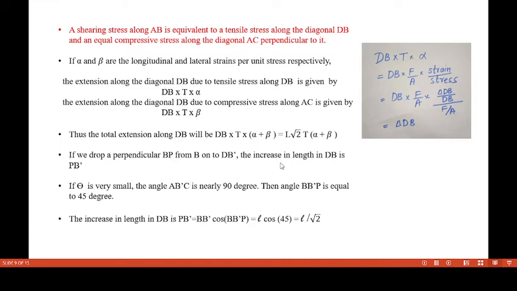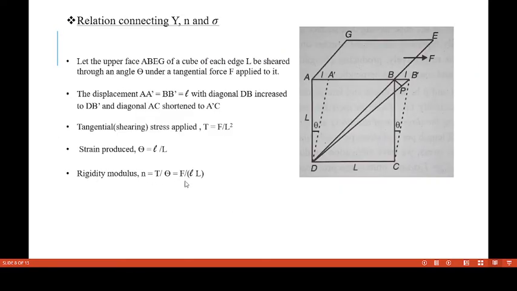Now if we draw a perpendicular BP from B onto dB dash, the increase in length in dB is PB dash. See, we know the new length of dB is dB dash, and if we just draw a perpendicular BP, so this BP is perpendicular to B dash D, then the length PB dash is the additional length or the elongation caused in dB. So this is the additional length in dB.